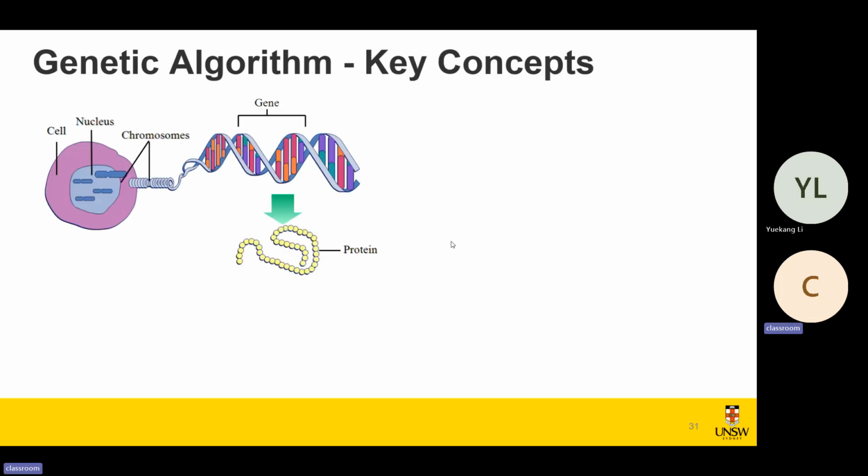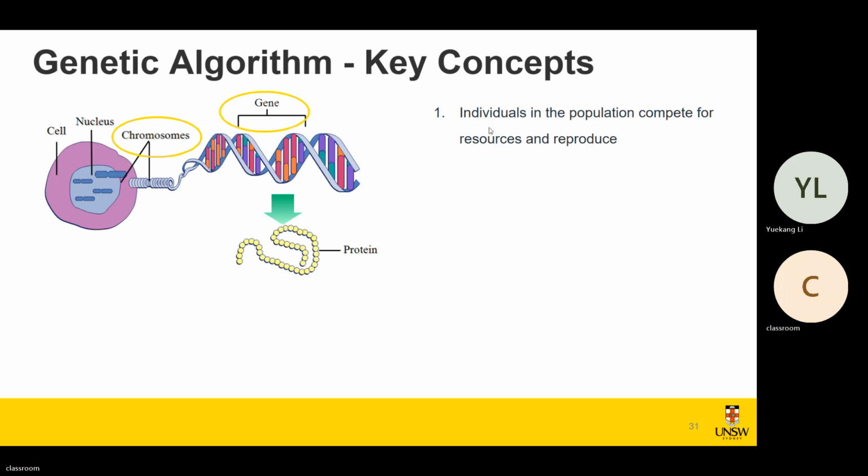And here are some key concepts in this algorithm. If you just watch the slides from here or watch the recording from here, you may think, okay, this is like some kind of biology course, but actually we are in a computer science course. This graph is borrowed from some biology textbook, because this algorithm is inspired by biology concepts. The concepts we are going to learn here are not the cells, the protein or nucleus, but we are going to use the chromosome and gene.